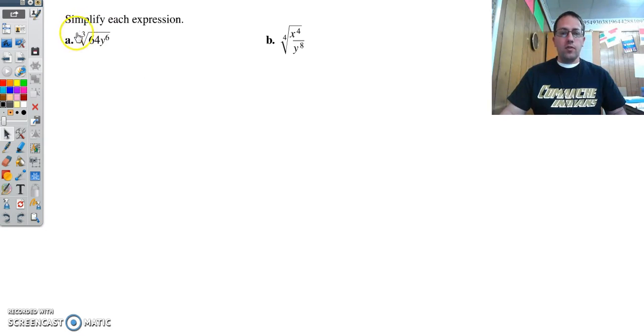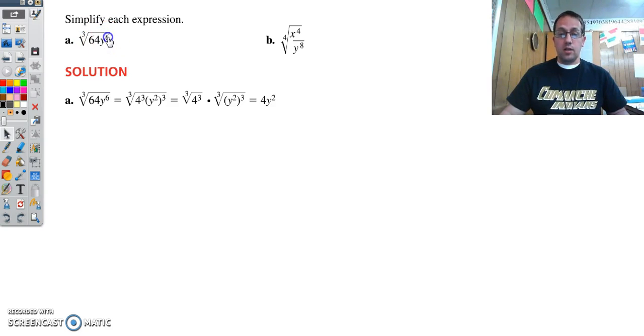So here we have the cube root of 64 y to the 6th, and we want to simplify this. What we're going to do is basically just break this up: cube root of 64 times the cube root of y to the 6th. Well, 64, that's 4 cubed. So we have the cube root of 4 cubed, so that's just 4. And the cube root of y to the 6th, that's the same as y squared cubed, because 2 times 3 is 6. So the cube root of y squared cubed is y squared.